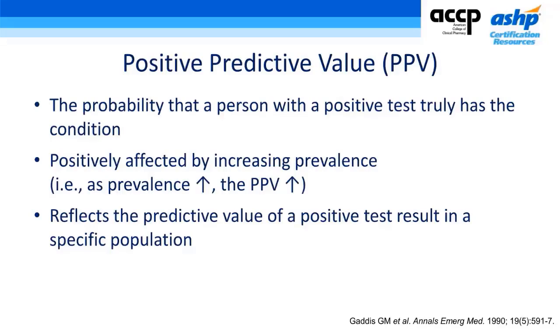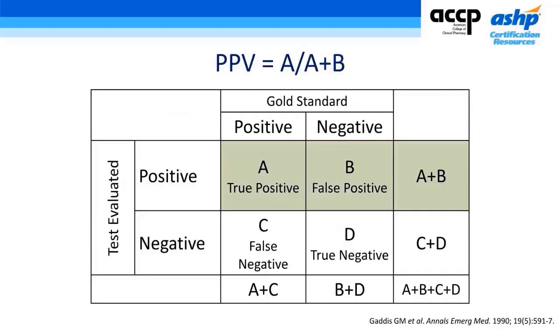So the positive predictive value is the probability that a person with a positive test truly has the condition. So as prevalence increases, the positive predictive value increases. So it's positively affected by increasing prevalence. So they are directly proportional to each other. And then this reflects the predictive value of a positive test result in the specific population within the confines of the study.